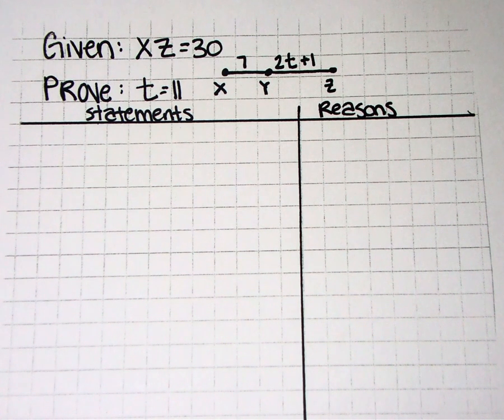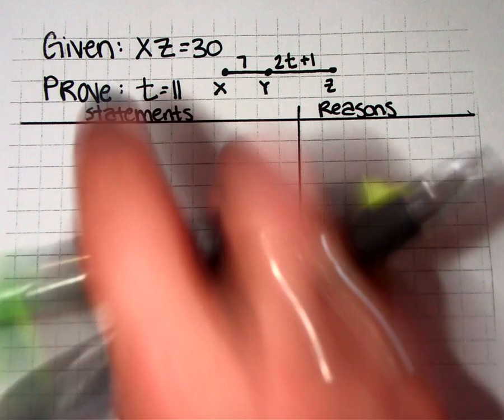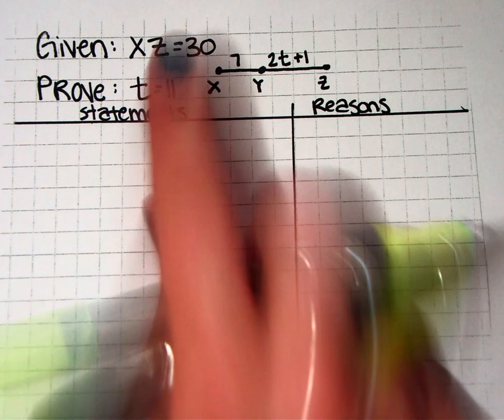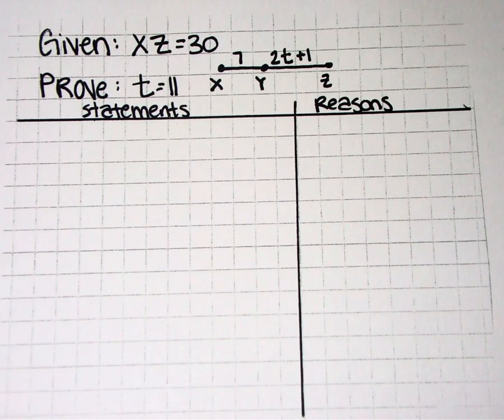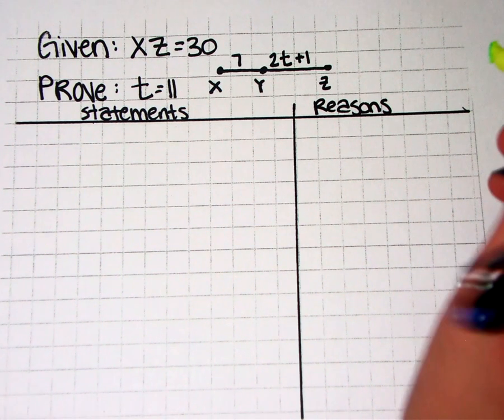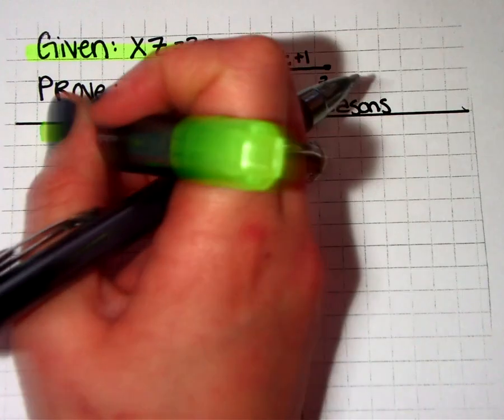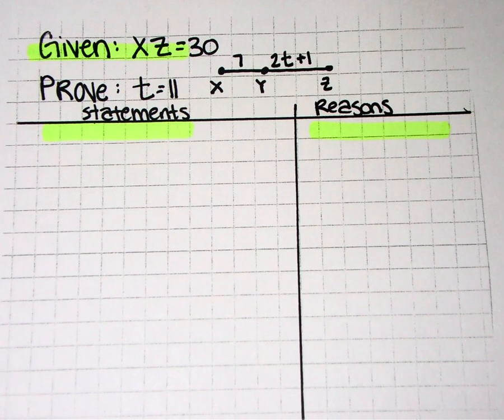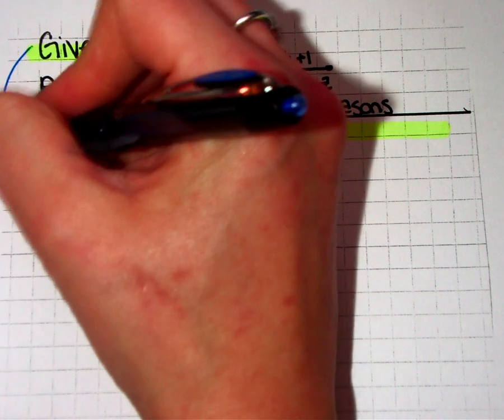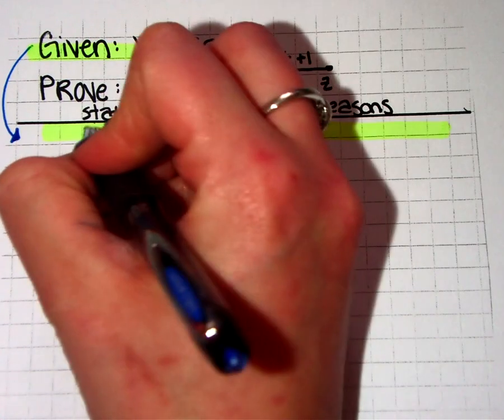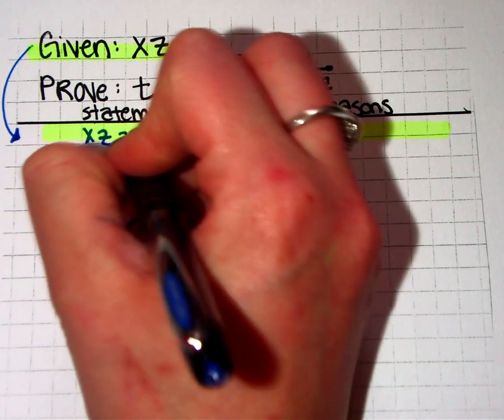This lesson is about how to complete algebraic segment proofs. Just like a regular proof, we want to make sure that we copy the given into the problem. So this says given XZ equals 30, prove T is 11. You always want to make sure that you copy and paste the given exactly how you see it. You're not going to change anything. This is just going to read XZ equals 30.